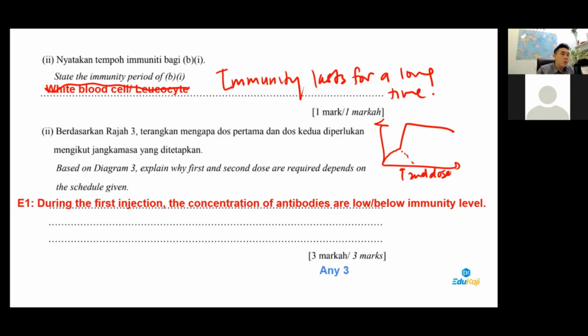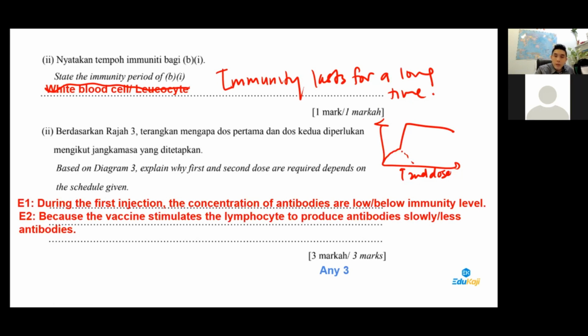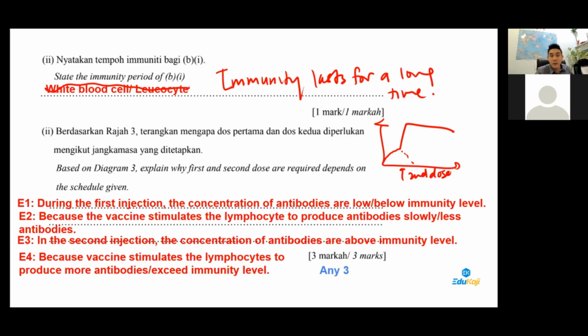So we say that during the first injection, antibody concentration is low because your body takes time for the lymphocytes to produce antibodies. The moment the person gets a second jab, suntikan kedua, it will go up real quick and this will exceed the immunity level, guys. Please take note of this question.